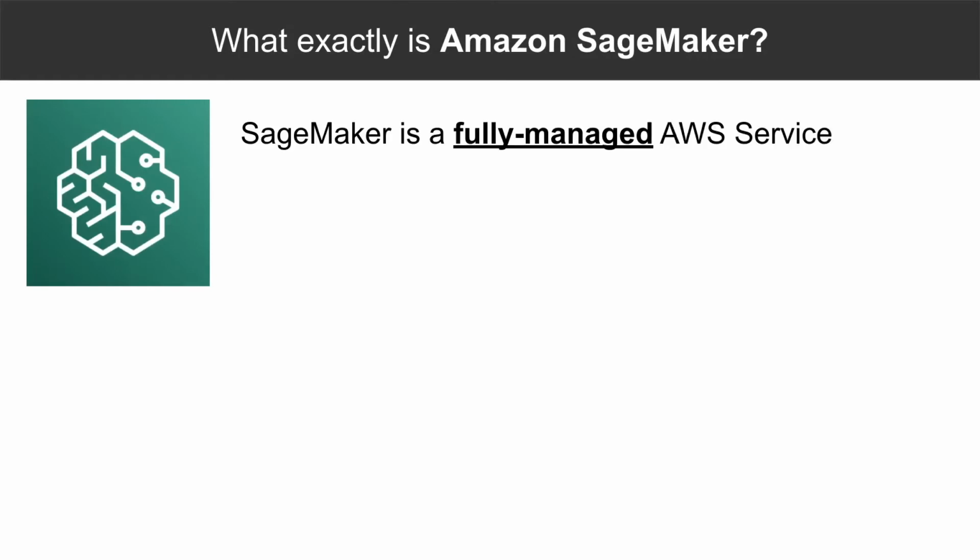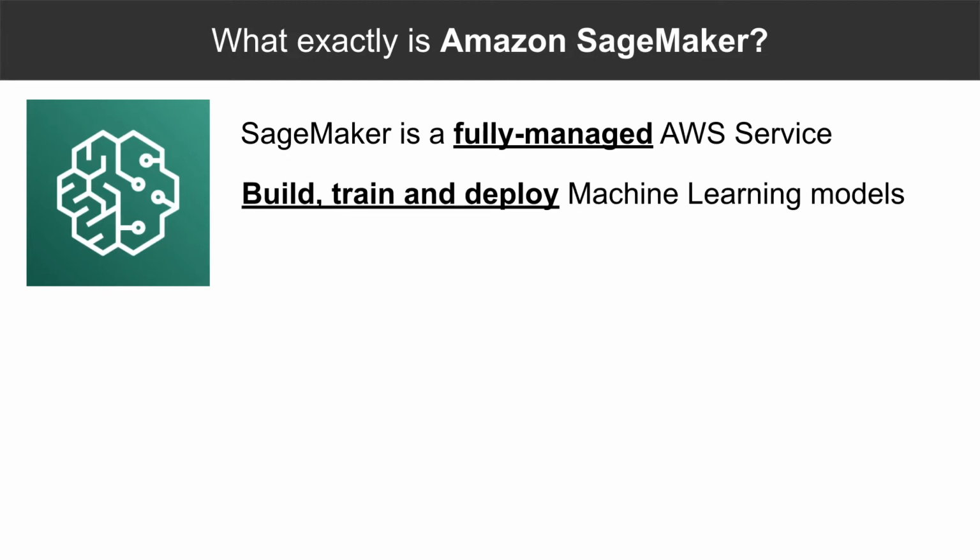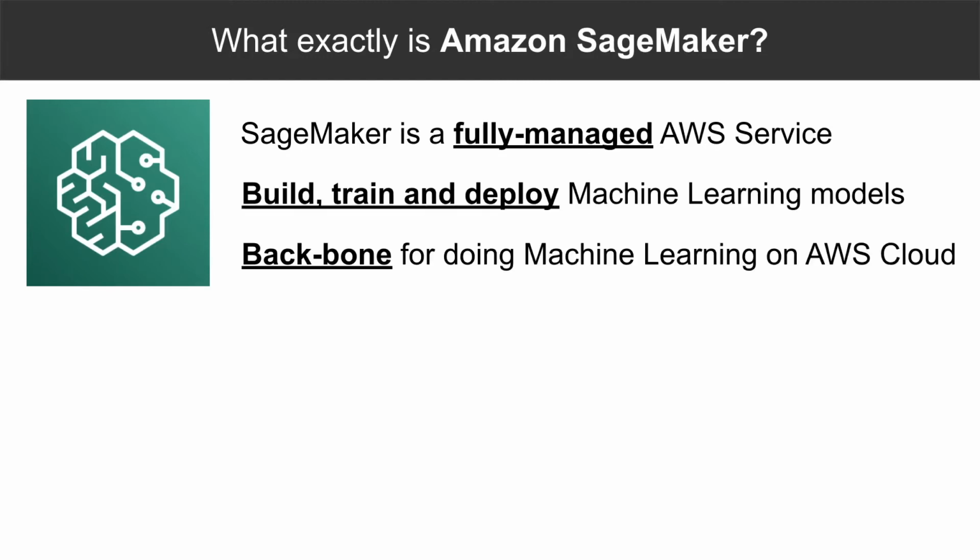Amazon SageMaker is a fully managed service, which means that you don't need to worry about any server instances that spin up in the background. It lets you build, train, and deploy machine learning models, and it's the backbone for doing machine learning on AWS Cloud.